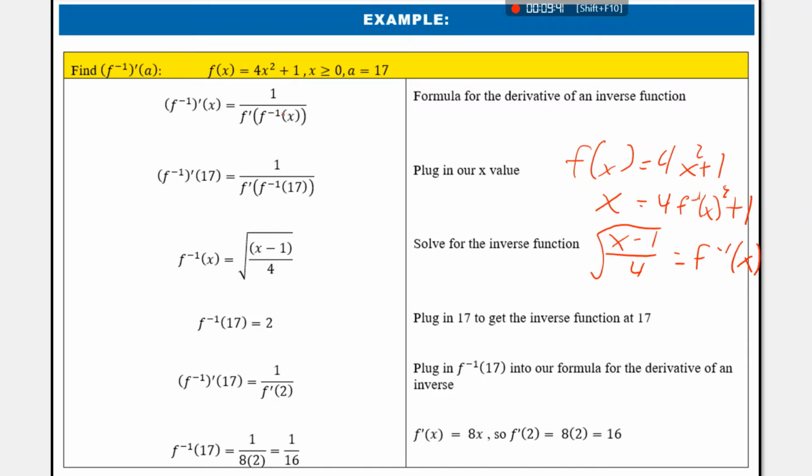Okay, then I can plug into the formula. So my inverse at 17 is 2. So I'm going to replace this inverse at 17 with just 2, and then take the derivative of the original function. My original function was 4x squared plus 1. Derivative is 8x. Plug in 2 is 16. Okay, any questions on what we did? No. Cool. Okay, so I'm going to look at one free response that uses it.